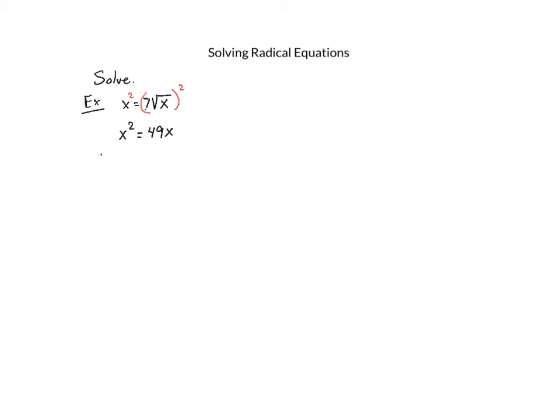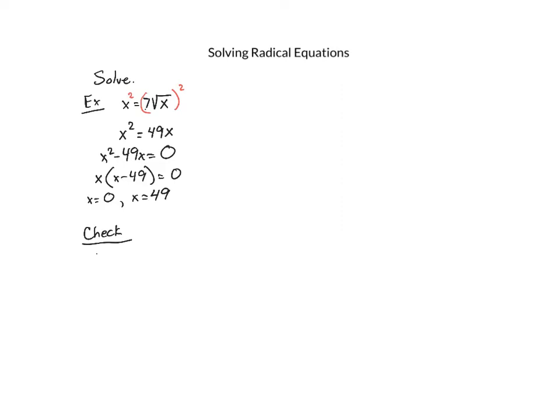We'll set it equal to 0. This one is factorable because I have a common factor of x. So my potential solutions are 0 and 49. Let's check them.